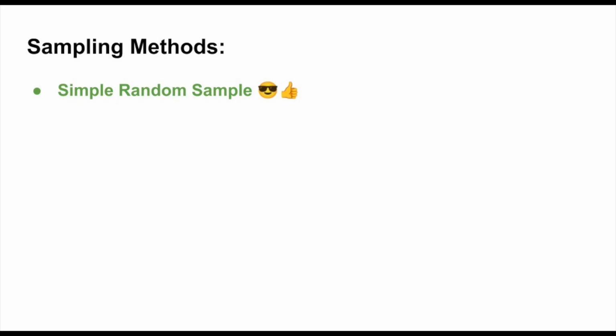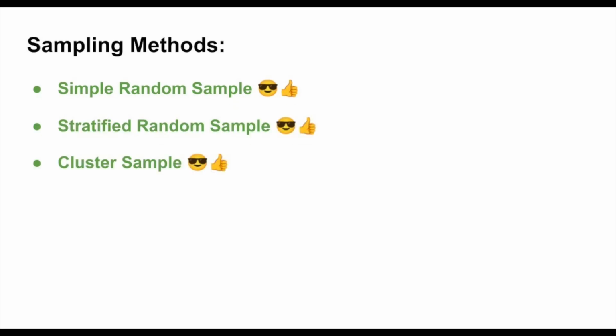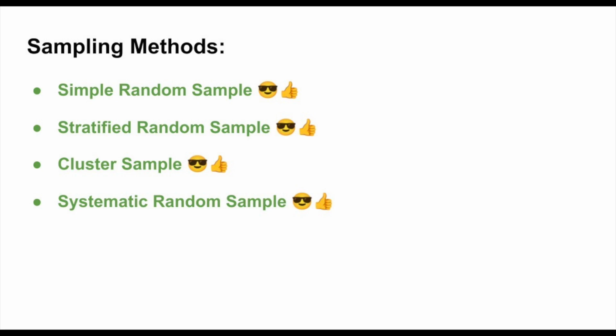Simple random samples, stratified random samples, cluster samples, and systematic random samples are the main sampling methods. A simple random sample involves all individuals having an equal random chance of being selected. In a stratified sample, the population is split into groups, and a simple random sample is taken from each group. In a cluster sample, the population is split into clusters, and a randomly selected cluster serves as the sample. In a systematic random sample, the sample is chosen at regular intervals. For example, you could pick every 6th or 7th individual.